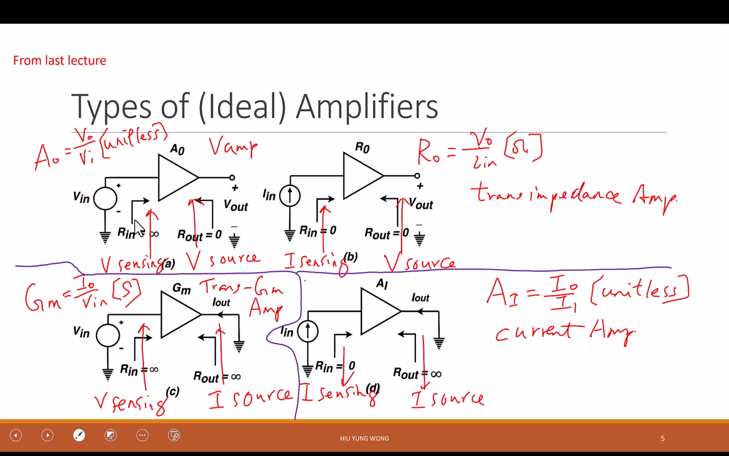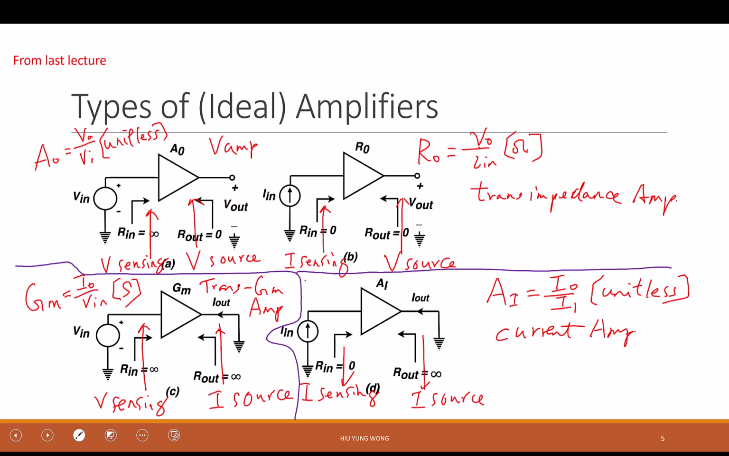So we can have input voltage, output voltage. The main point is that when your input is voltage, then you are a sensor. You try to sense the signal, right? So what is a good sensor for the voltage? The input impedance must be infinite, right?